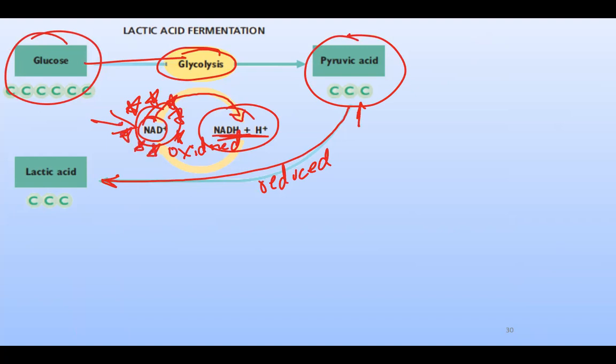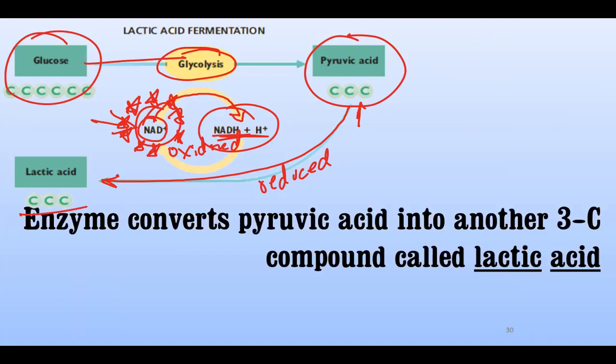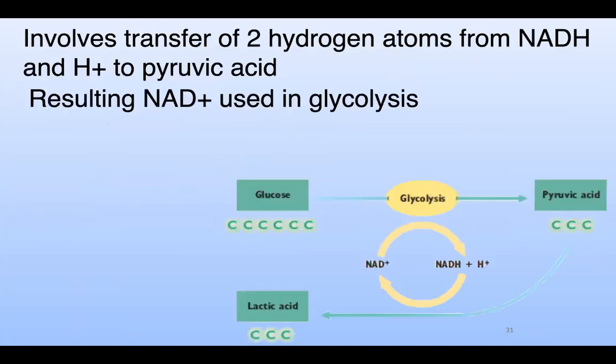This is the whole point of fermentation, is just to recycle NAD+ to keep glycolysis going. Because again, glycolysis produces 2 ATP by itself, and 2 ATP is better than 0 ATP. Okay, the resulting 3-carbon compound after pyruvic acid is reduced is called lactic acid. And this happens through enzyme activity, just like everything else in your body. So you're basically taking these 2 hydrogen atoms away and adding them to your pyruvic acid, which turns it into lactic acid, and NAD+ gets produced. And that goes back to glycolysis.